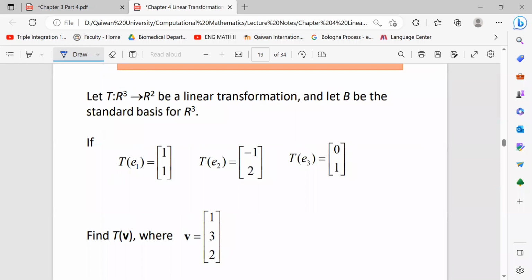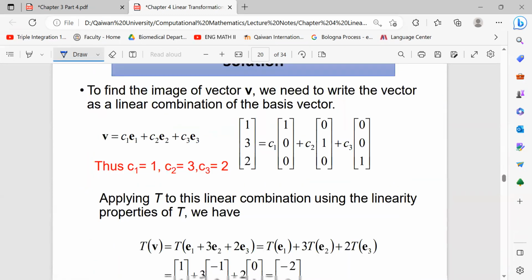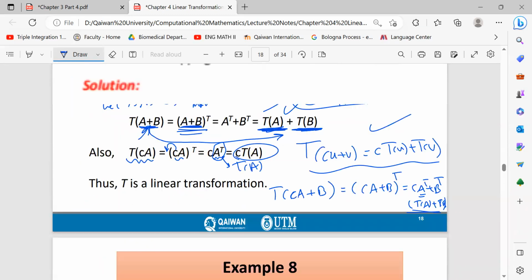Do you have any question about that? Okay, we have only this example. We finished this and it's enough for today.